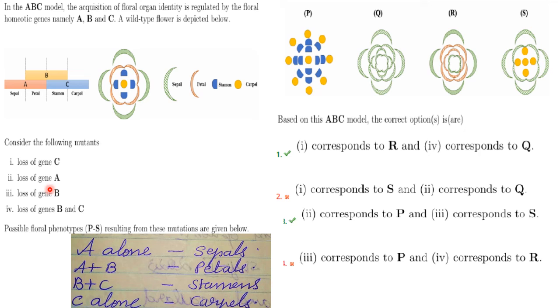Loss of gene A. Now A is lost, means sepals and petals are not produced. You will have only stamens and carpels. So it will be P. Only stamens and carpels are present. Now third one corresponds to P and fourth one corresponds to R. We have already got all the four of them. So 3 corresponds to P is not correct and 4 corresponds to R is also not correct. So the options here are 1 and 3 which are correct.